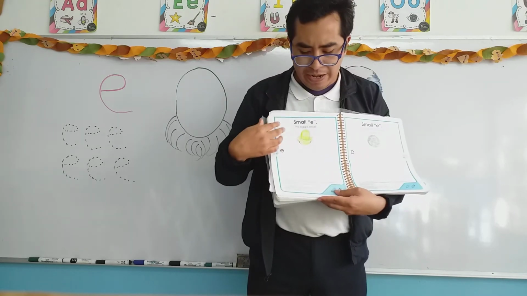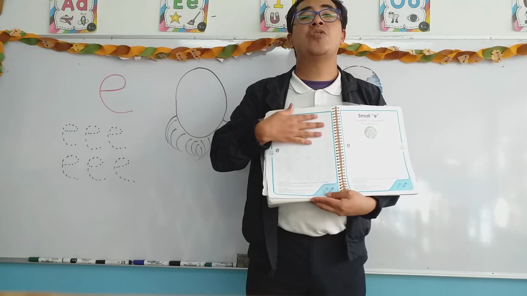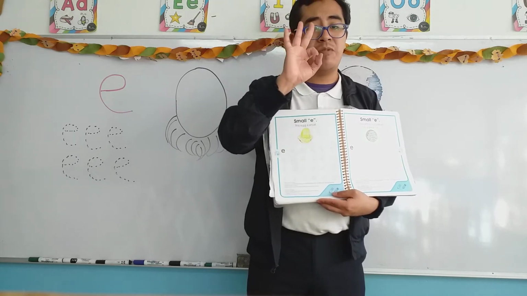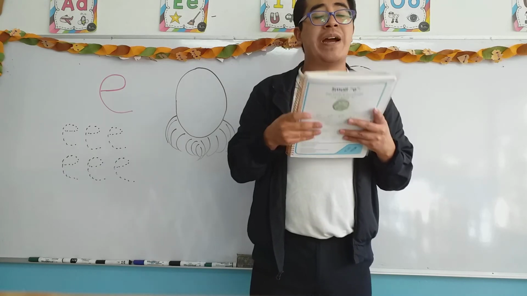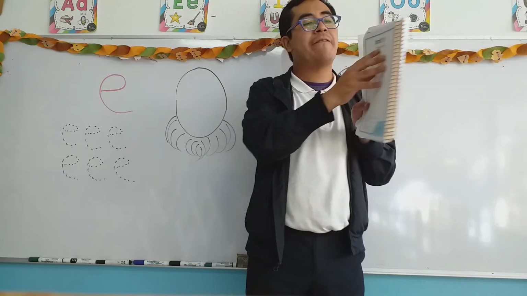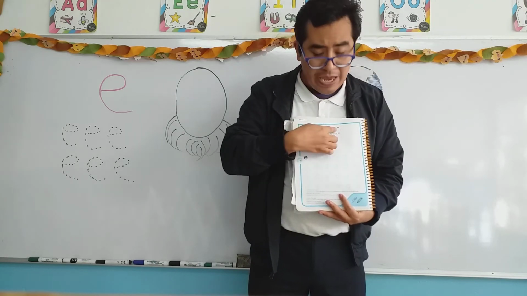The first one is the egg, and the second one is the earth. The 2 activities are divided in 3 parts. Cada una de las actividades está dividida en 3 partes. We have the letter of today. Tenemos la letra del día de hoy, small e.